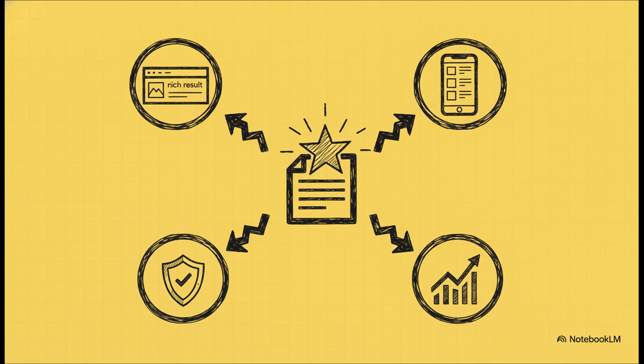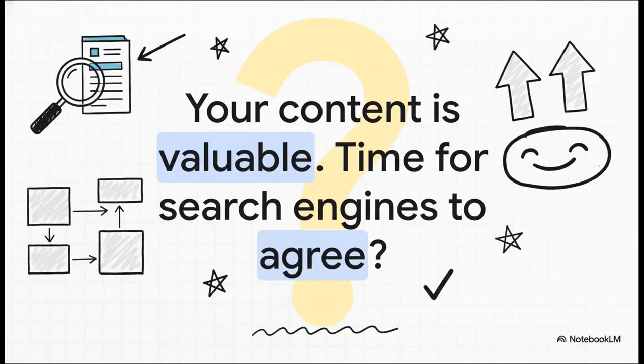And all of that leads to the one thing we're all after: better, more consistent visibility for the amazing content you work so hard to create. You know your content is valuable. You know it helps your customers. By putting proper schema in place, you're not just tweaking a website, you're making it impossible for Google to ignore that fact. You're helping it finally agree with you.